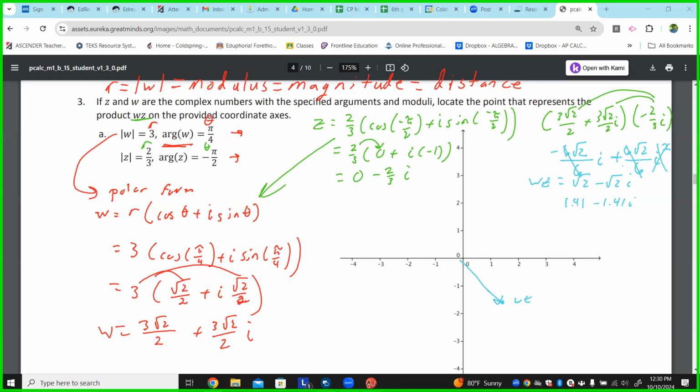So you have to turn it into polar form, convert that into rectangular form, multiply your two rectangular forms together, and get your WZ.